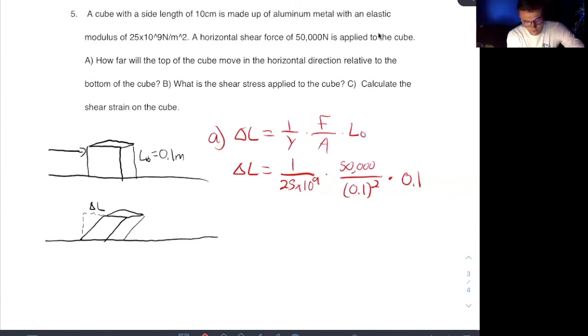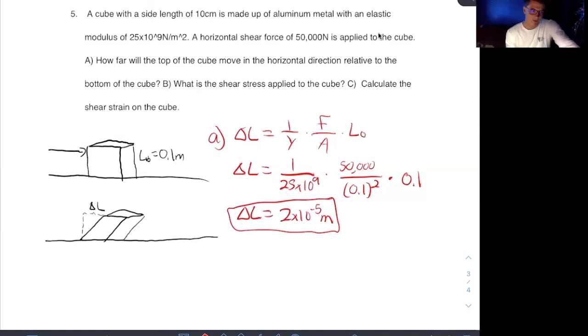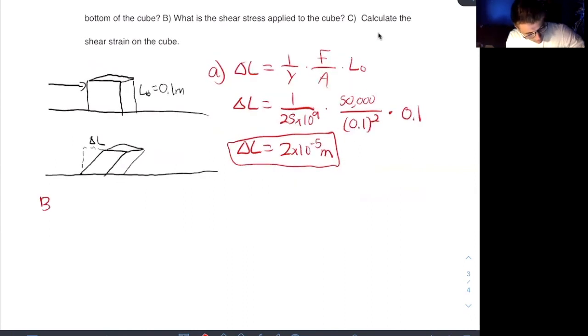So when you calculate it, you get a delta L of 2 times 10 to the power of -5 meters, right? So that's essentially how much it bent. It's like a really small value. It's like 0.02 millimeters. Okay, so then part B. Now for part B, it wants us to calculate the shear stress applied to the cube. So shear stress. So this is different from strain. So you gotta know the difference between stress and strain.